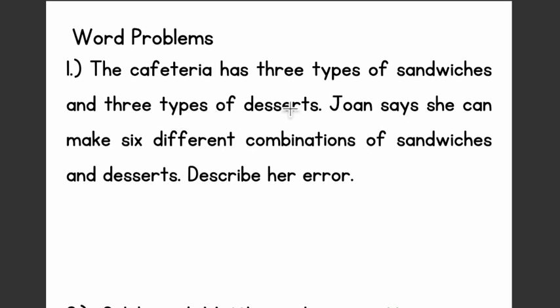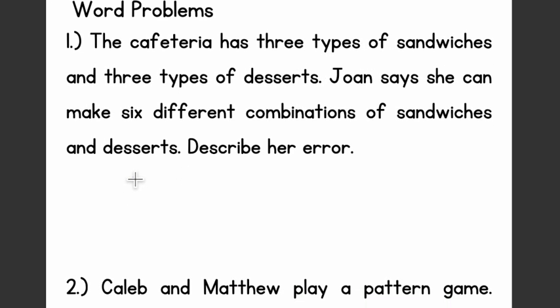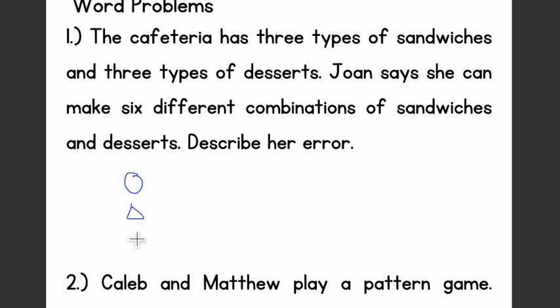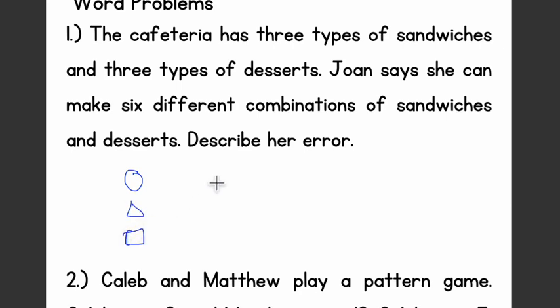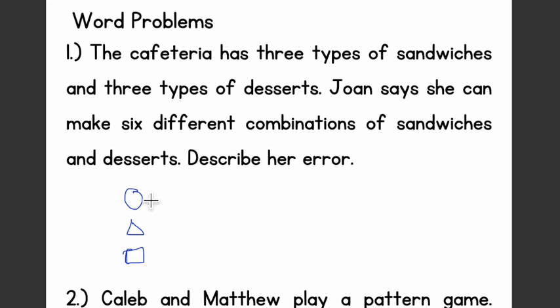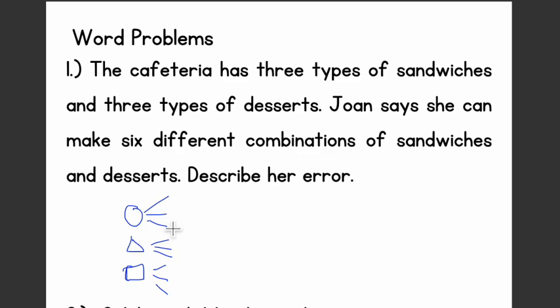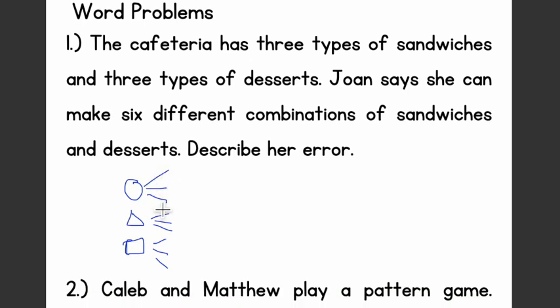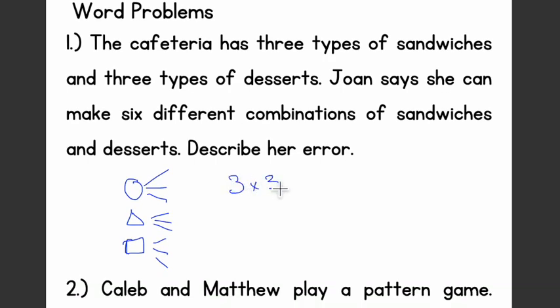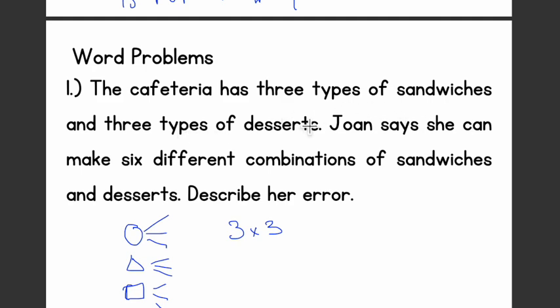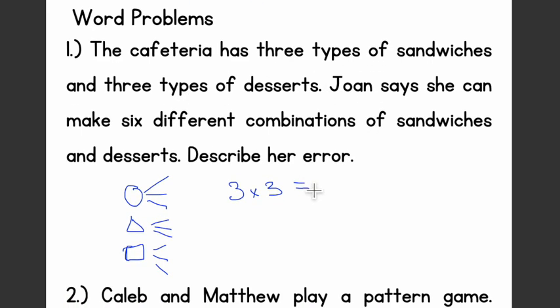Let's see what happens. So if it has 3 types of sandwiches, let's draw like 3 different shapes here. And 3 types of desserts. That means you can create 3 for each sandwich. So 1, 2, 3, 1, 2, 3, 1, 2, 3. And so if you count the number of lines here, you get 9. Now this is the same thing as saying 3 times 3. So for each sandwich, there are 3 different desserts that you can choose. That's why the total number is actually 9 combinations, not 6.